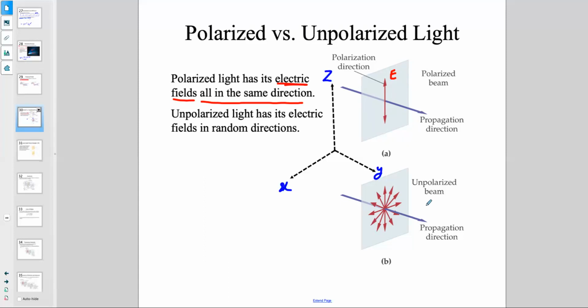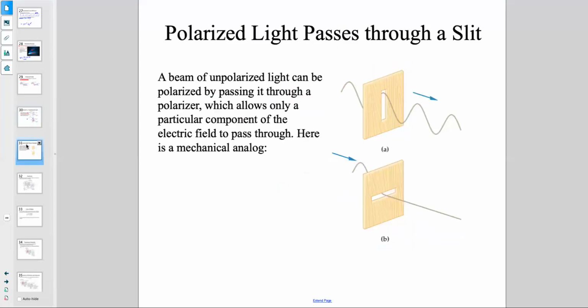Now, compared to something unpolarized, this E could be in random directions, it does not matter. But in a polarized electromagnetic field, it will always be along one direction. So that's the filter that I was just talking about.